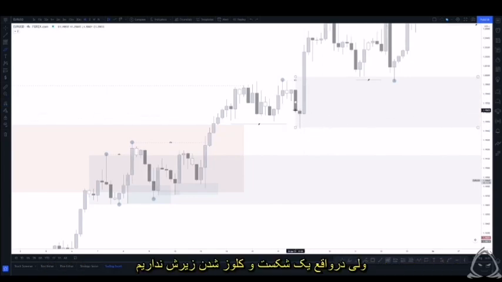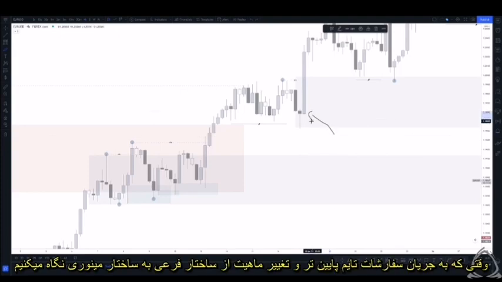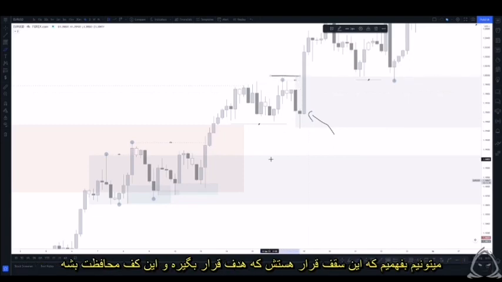Therefore, based on that, and when we look at the lower time frame order flow and look at the change of character from substructure to minor structure, we would be able to start to understand that this high is then going to be targeted while this low is protected.